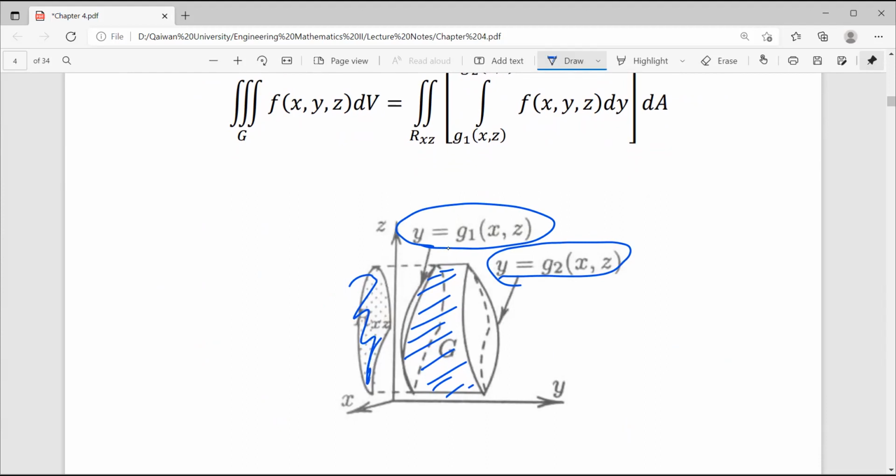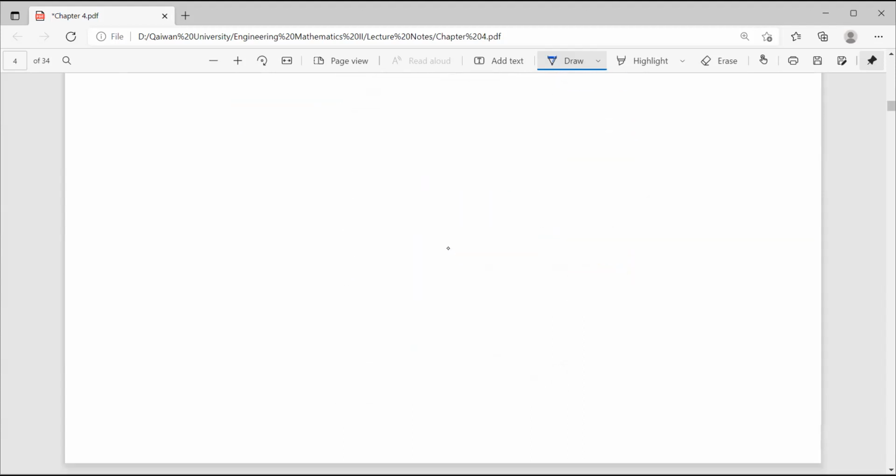Even in the double integrations, we said first we take the integration with respect to that variable, which is from a function to another function, and then we take the second integration with respect to that variable, which is from a constant to another constant. But here y is from a function to another function. That means we should take the first integration with respect to y, then the second and third integration with respect to x and z, or z and x, over the region R of xz.